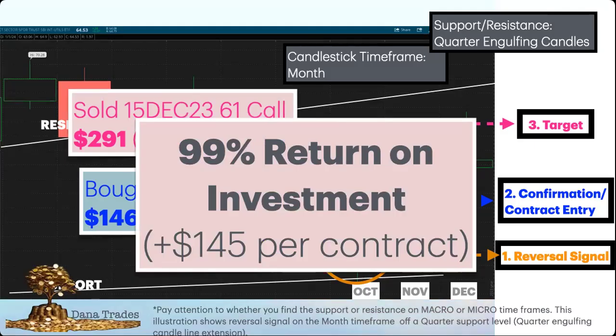Multiply that return by the number of contracts purchased. For example, an options trader who purchased one contract would be in profit about $145. An options trader who purchased 10 contracts would be in profit over $1,400 in this trade. Both would have a return on investment of over 99%. Recall how to calculate your return on investment from Module 1.